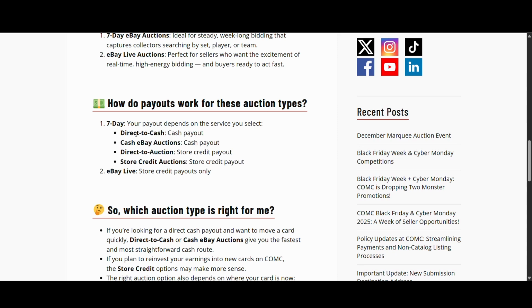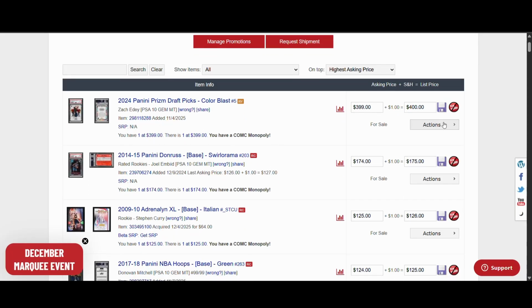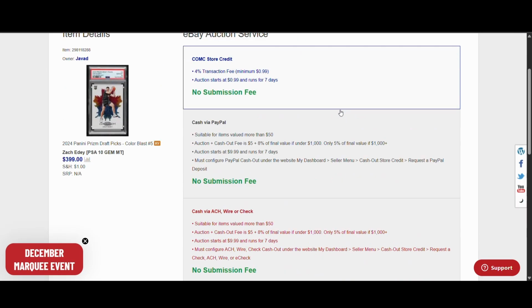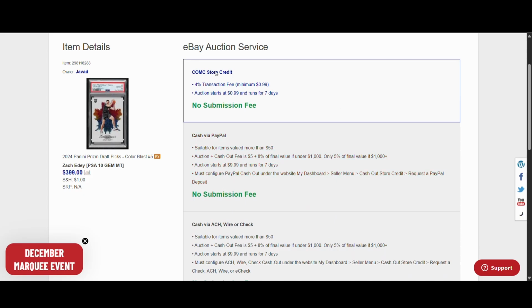So if you want to do, let's go over here, and I've opened up my inventory. I'm going to pretend I'm going to send this Zach Edey Color Blast to auction. And you can see there's several different options available to me right now. So there's this COMC store credit.